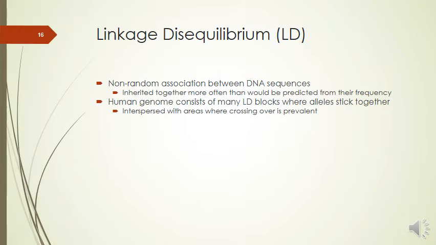Genetic maps derived from percent recombination between linked genes accurately reflect the order of the genes on the chromosome, but the distances are estimates because crossing over is not equally likely across the genome. Some DNA sequences are nearly always inherited together, like two inseparable friends. This non-random association between DNA sequences is called linkage disequilibrium, LD. The human genome consists of many LD blocks, where stretches of alleles stick together, interspersed with areas where crossing over is prevalent.